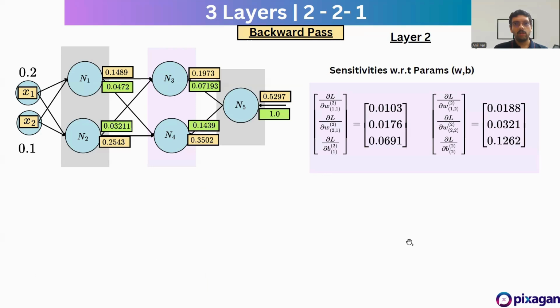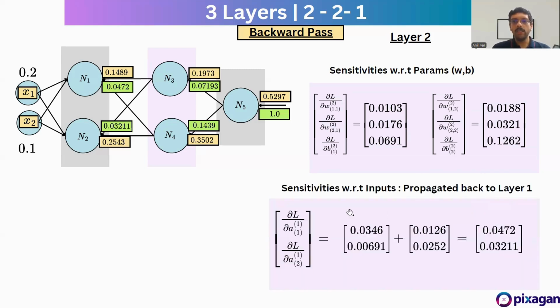When we did the backward pass for the previous layer, it was simple because we got the sensitivity with respect to these two outputs, apart from the sensitivity of the neuron's parameters. We passed it back here and here. What happens here? The sensitivity of the parameters is straightforward. We have two neurons. So layer 2, weight 1,1, weight 2,1, and bias 1. Layer 2, weight 1,2, weight 2,2, and bias 2. That's okay. What about the inputs?